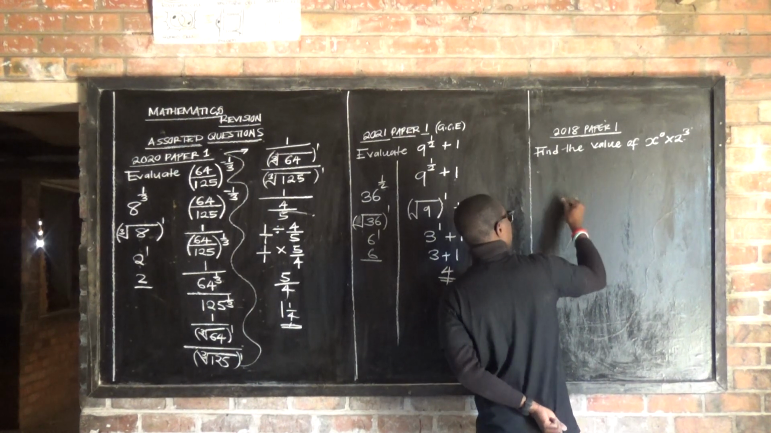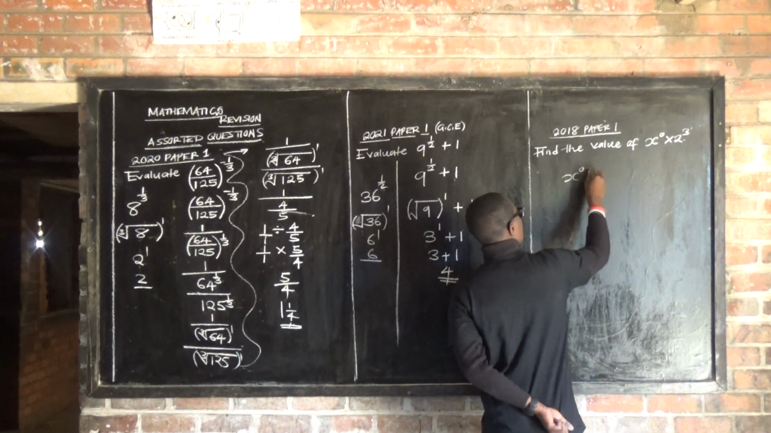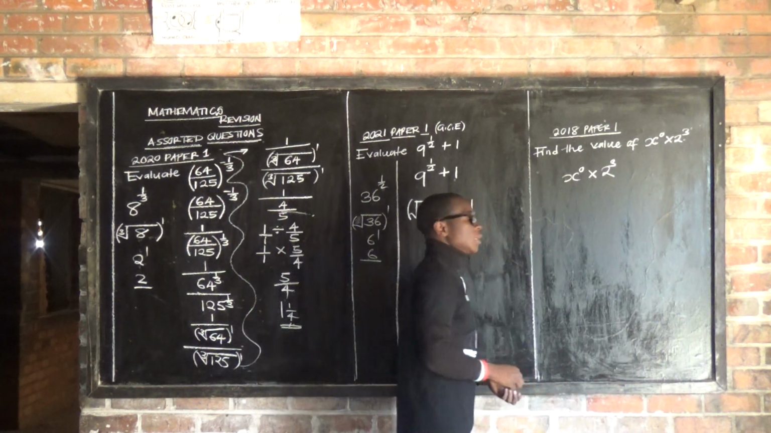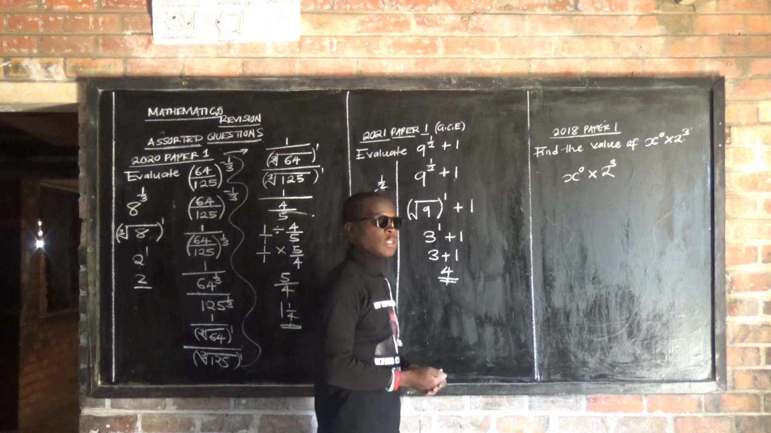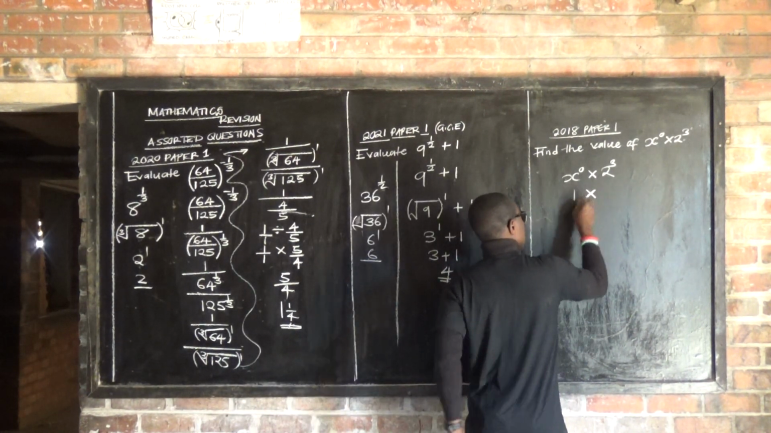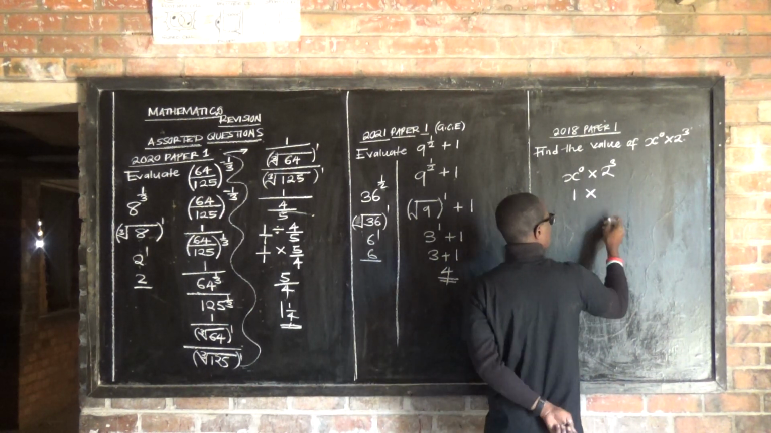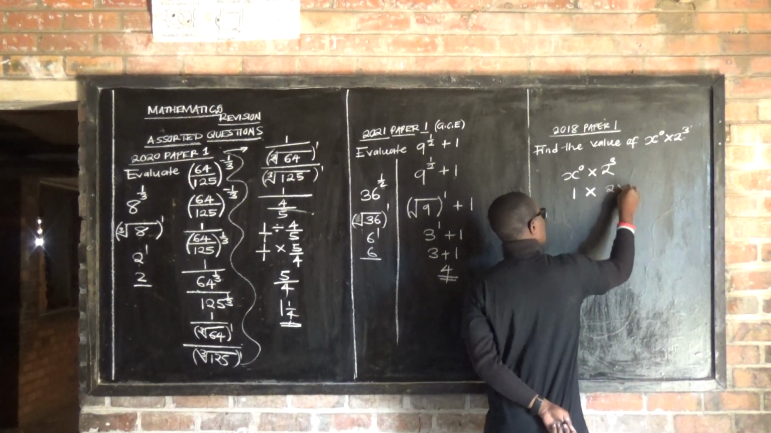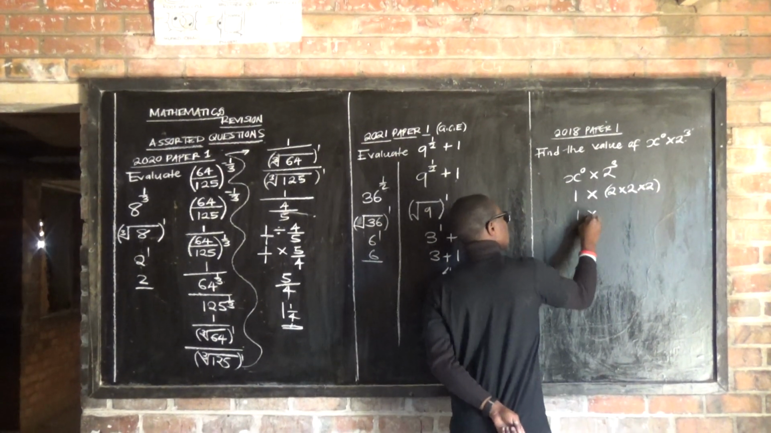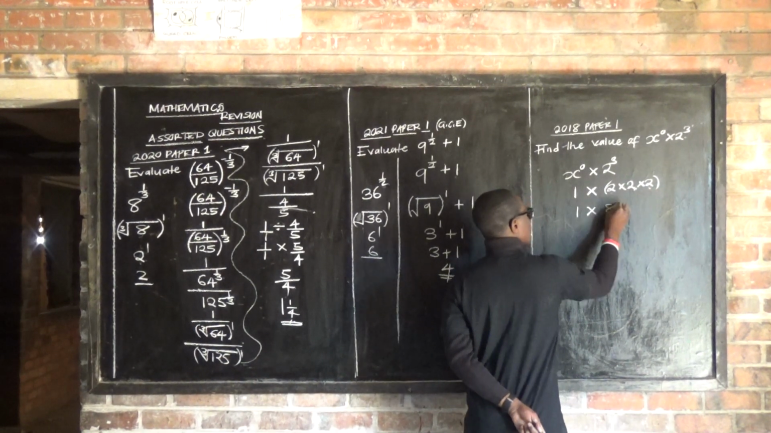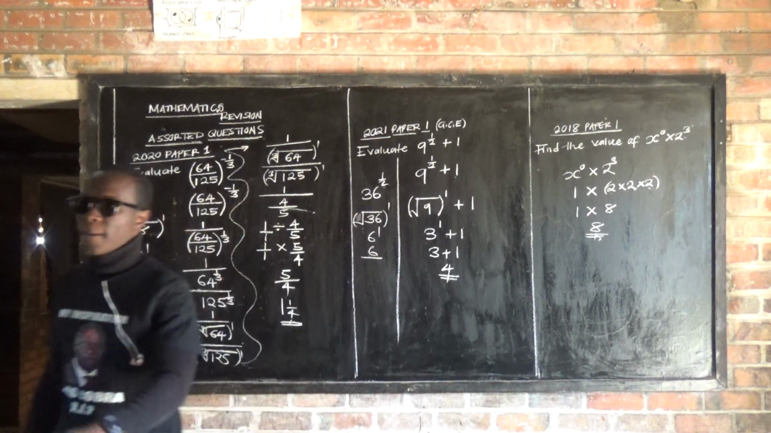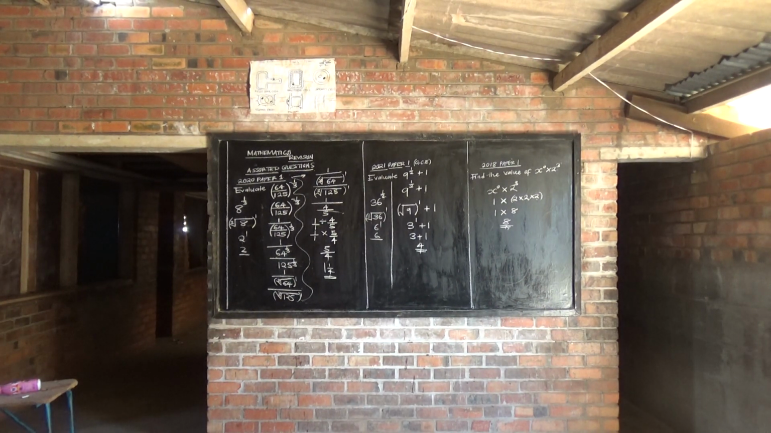The last question, 2018 paper 1. Evaluate or find the exact value of x raised to the power 0 multiplied by 2 raised to the power 3. We know any number or variable raised to the power 0, except 0, is 1. So x to the power 0 is 1, times 2 raised to the power 3, which is 8. It simply means we are multiplying 2 times 2 times 2. Are we together? So 2 times 2 is 4, times 2 is 8. 1 times 8 gets 8 as the answer.